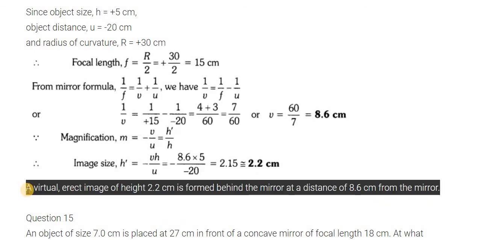So from it we can say that the image is a virtual and erect image, and the height of 2.2 centimeter is formed behind the mirror at a distance of 8.6 from the mirror.